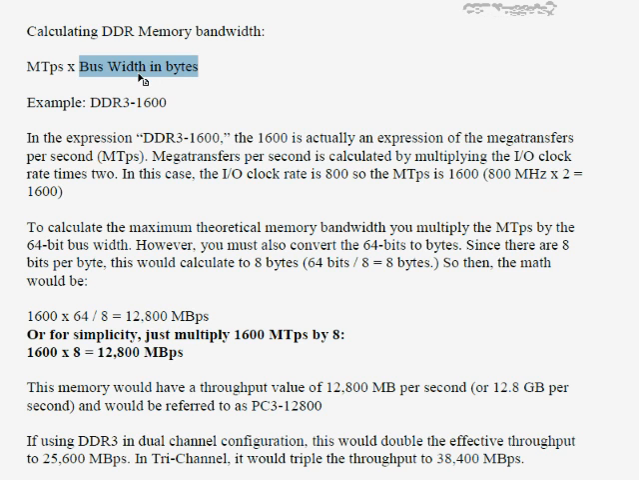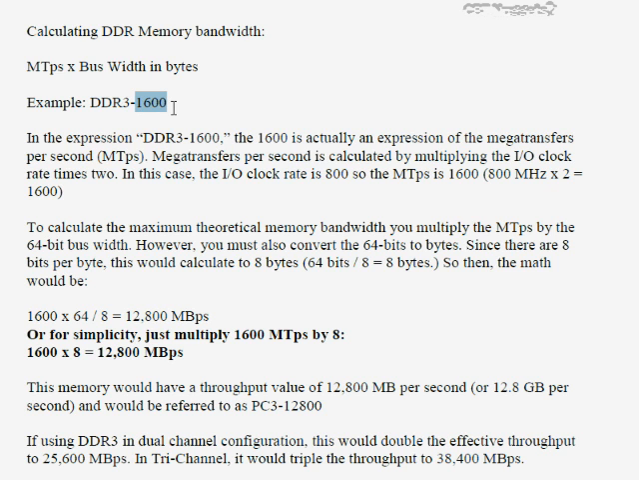So since the bus width is 64 bits wide, to convert that to bytes, you divide by 8. That gives us 8, because 8 times 8 is 64, right? So you would take the mega transfers per second times 8. Now in this case, when we look at this memory stick, it says DDR3 1600. The 1600 out here is the mega transfers per second.